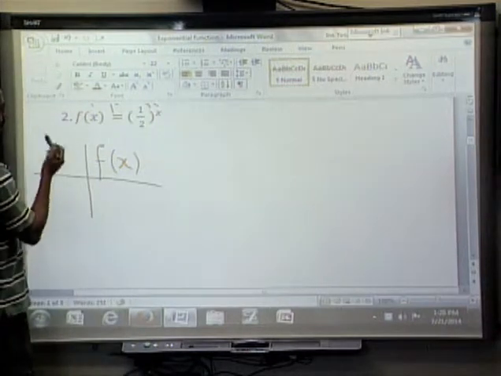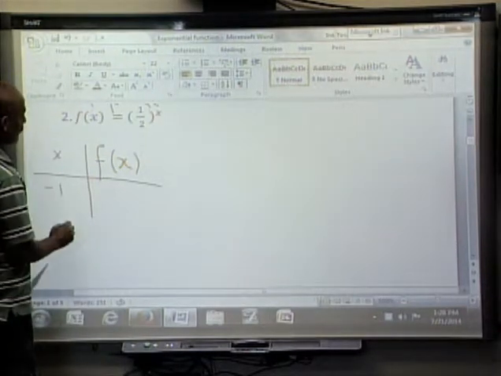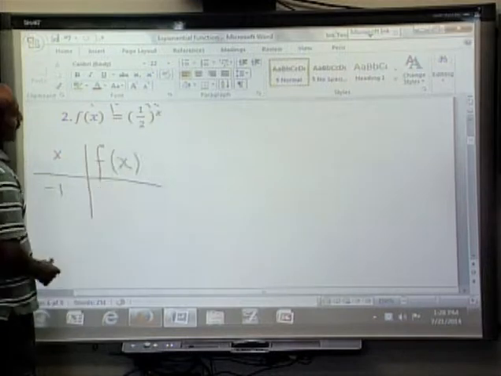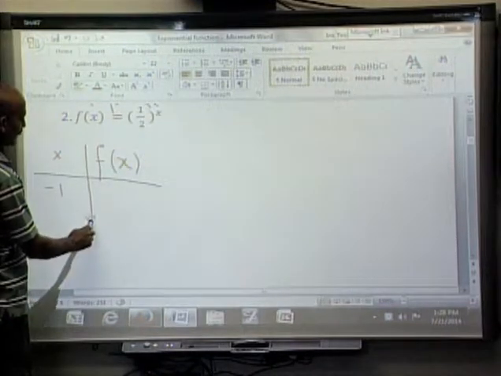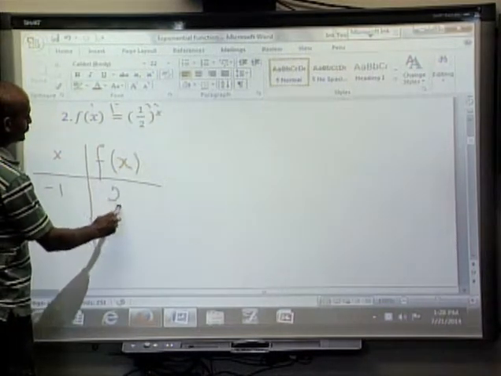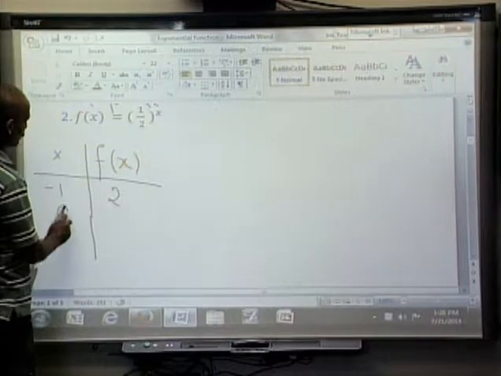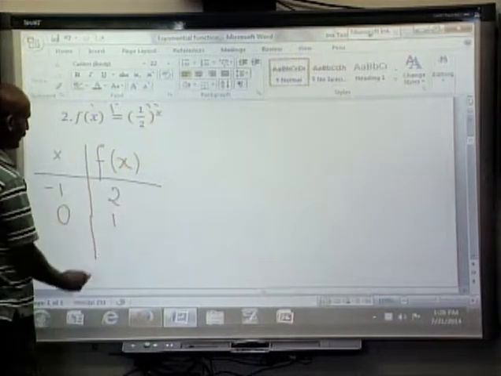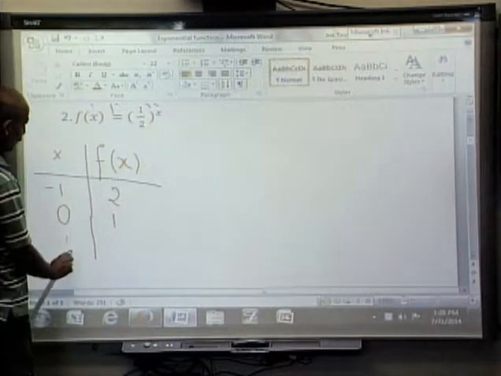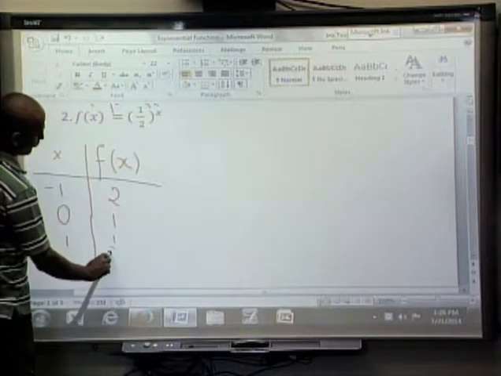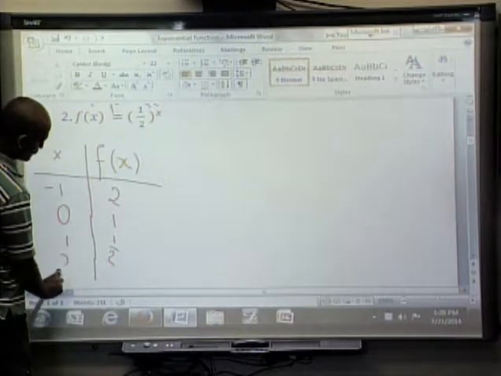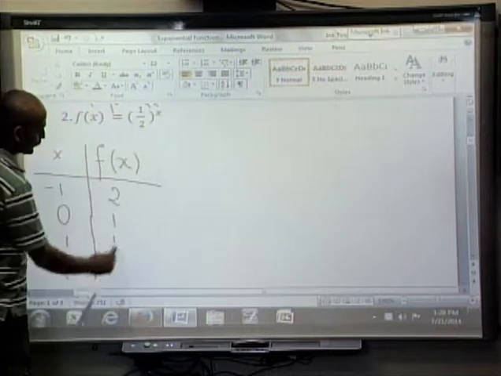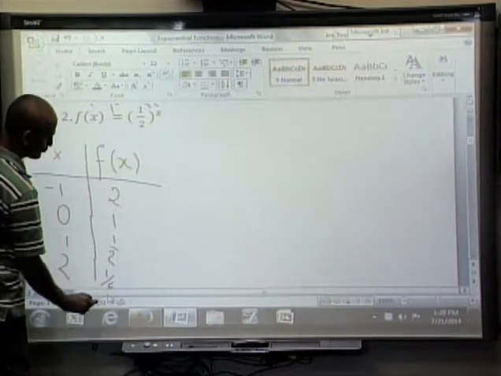If x equal to, for example, -1, we get (1/2)^(-1), which is the reciprocal of 1/2, which is 2. If we take x equal to 0, (1/2)^0 is 1. If we take x equal to 1, we get 1/2. If we take x equal to 2, for example, we get (1/2)^2, which is 1/4.